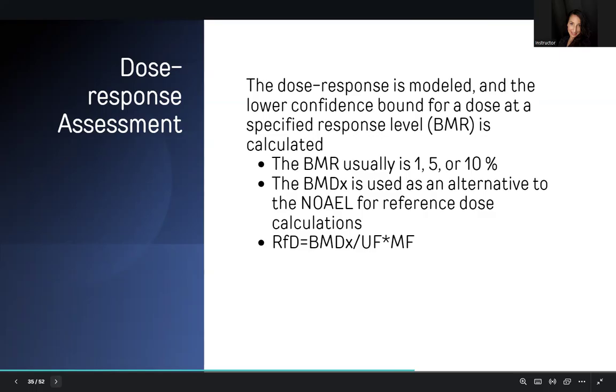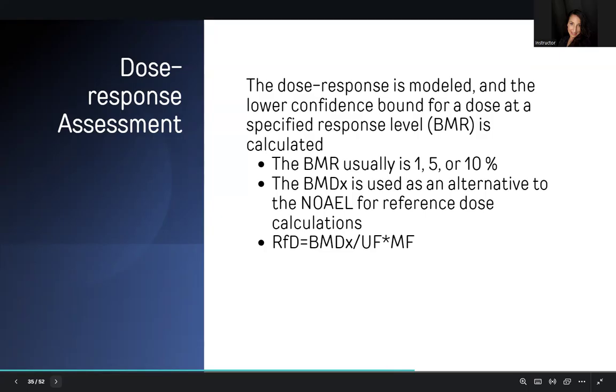The BMR usually is specified at 1, 5, or 10%. The BMDX, with an X representing the percent benchmark response, is used as an alternative to the NOAEL value for the reference dose calculations. Thus, the RfD would be equal to BMDX divided by the uncertainty factor times modifying factors.